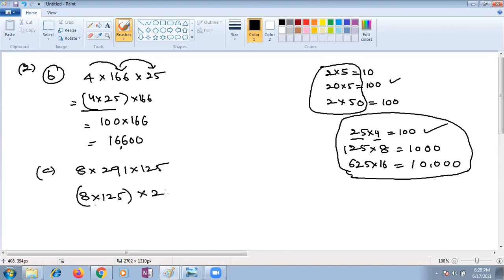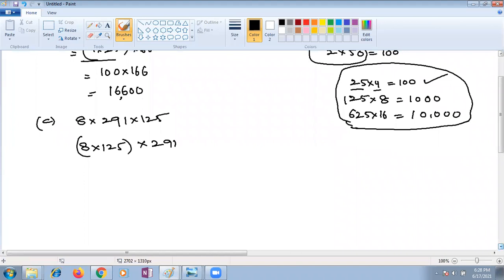8 into 125 are friends here. We can't separate those good friends. They will be very helpful for us. They make our calculation more simple. So you should not leave them separately. You just combine those. It becomes 1,000 multiplied with 291. It's nothing but 291 followed by 3 zeros. We will read this number as 2 lakhs 91,000.